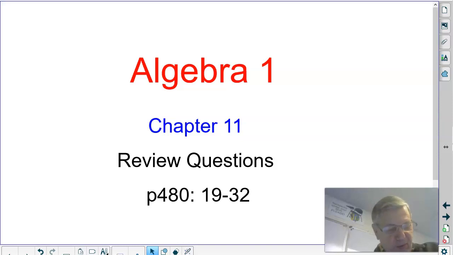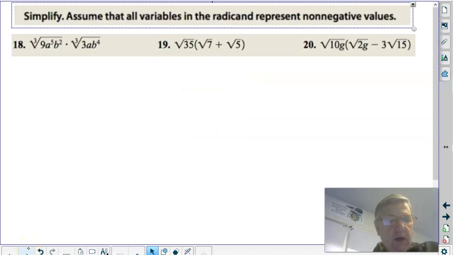All right, let's get on with the review. Okay, so simplify. Assume that all variables in the radicand can represent non-negative values. So when you see that, it means you don't need to worry about the absolute value. Some of you are a little bit off on that still. Well, let's go ahead and get going.